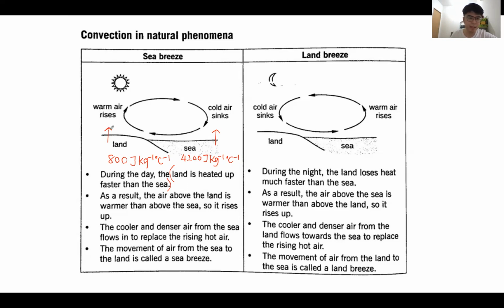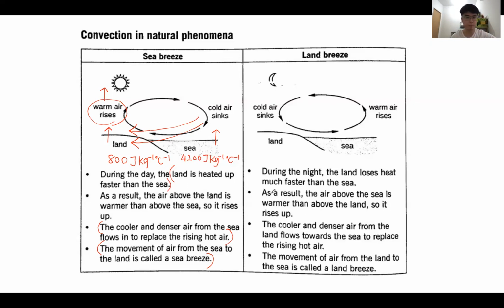So the air above the land will also be warmer than the air above the sea. Warm air rises, cold air fills in. So you get the wind blowing from the sea towards the land. The cooler and denser air from the sea flows in to replace the rising hot air. The movement of air from the sea is called sea breeze.